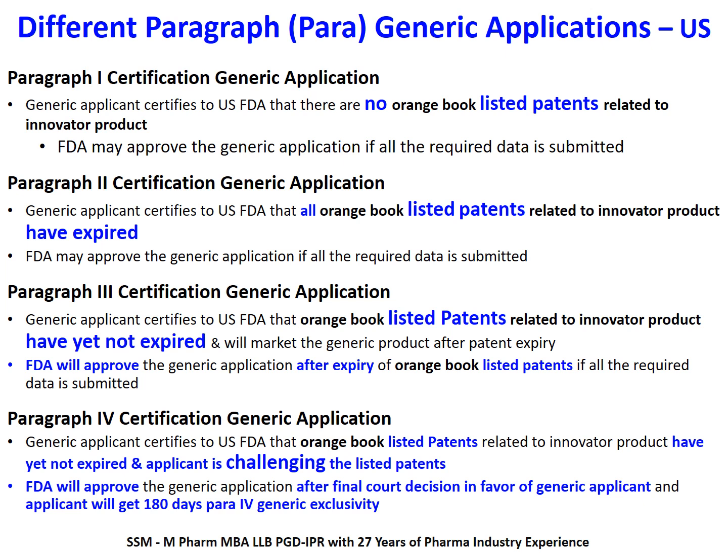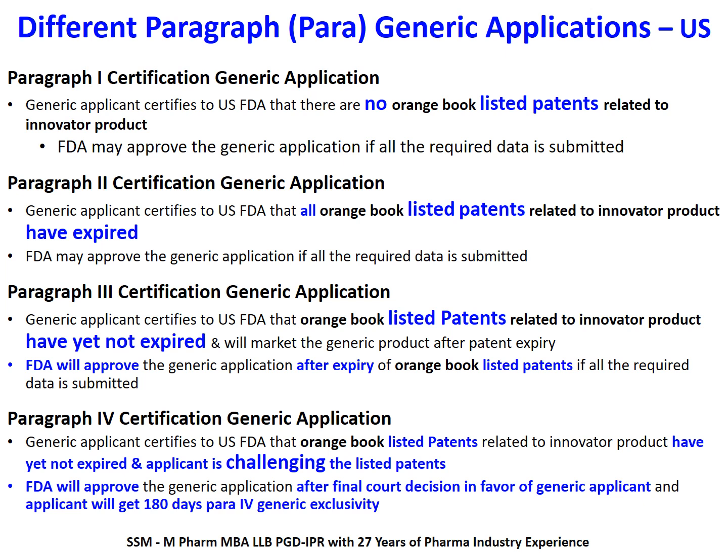In a generic Para 3 certification application, the generic applicant certifies to the US FDA that Orange Book listed patents related to the innovator product have not yet expired, and he will market the generic product after expiry of all those listed patents. In this case, FDA may give tentative approval to the generic applicant and will give final approval after expiry of all the listed patents in the Orange Book which are related to the innovator product.